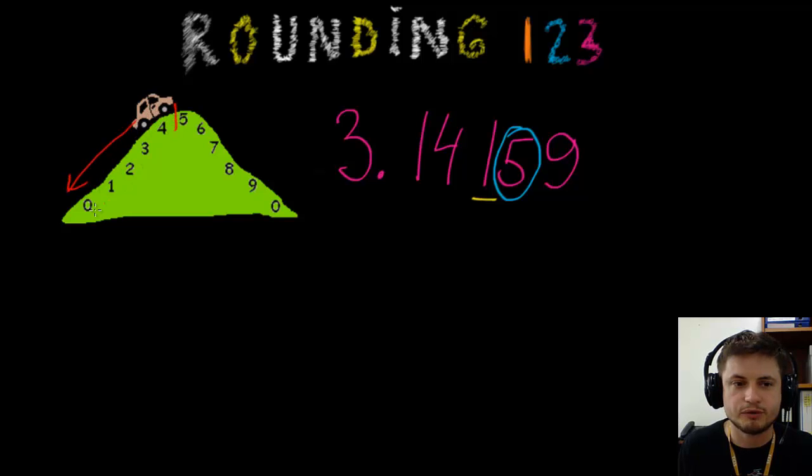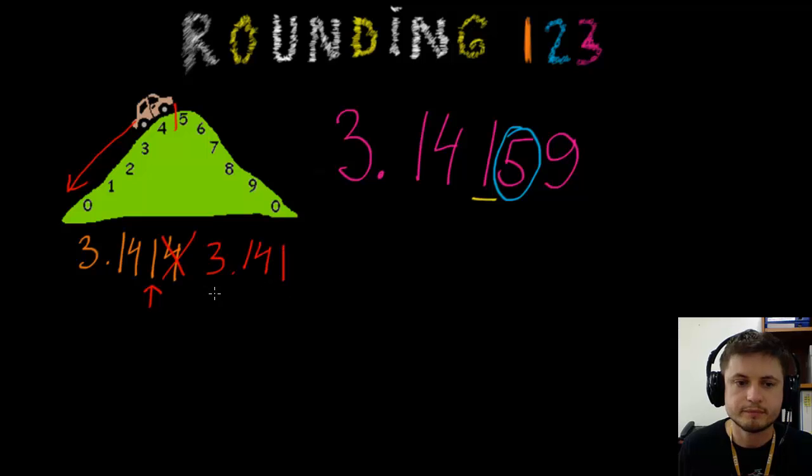Anything from 0 to 4 goes down. So basically, if this was a number such as 3.1414, then we would cross this out and keep 1 as just 1. So it would just be 3.141.